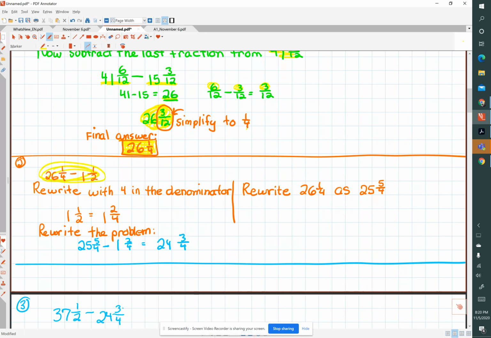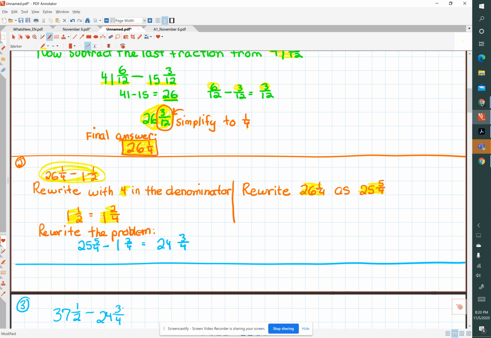So I'm going to rewrite them with 4 in the denominator because 4 is a multiple of 2. So I will rewrite 26 and 1/4 as 25 and 5/4. And I've rewritten 1 and 1/2 as 1 and 2/4.